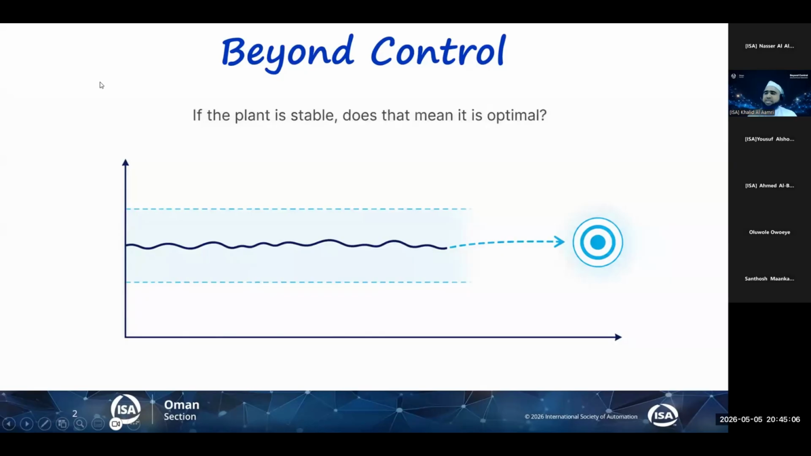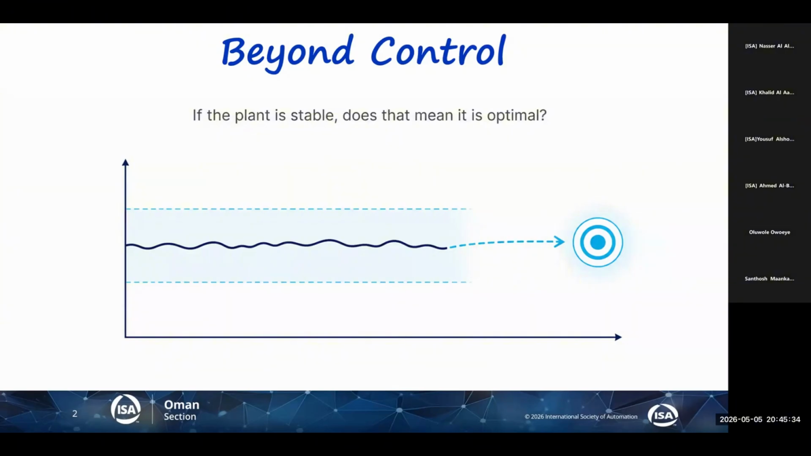Yes. So let me start with this question. If the plant is stable, does that mean it is optimal? I will be asking you questions, by the way, during the presentation. Not many. One of them I will ask for answers. I know you will be asking me at the end of the presentation, so I'll do that before you.